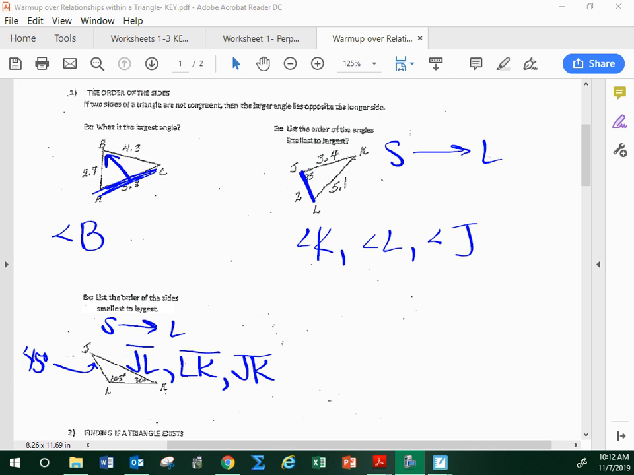The biggest mistake students make is not following directions. So make sure you answer what it's actually asking for. Also make sure you have proper notation, angle notation, the segment notation.